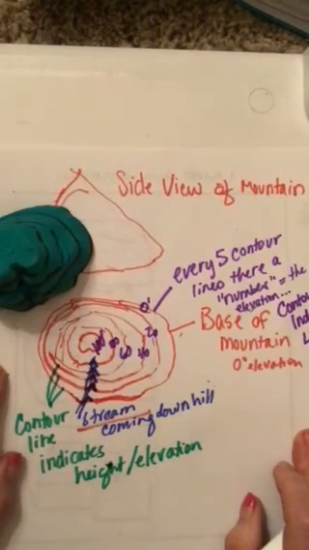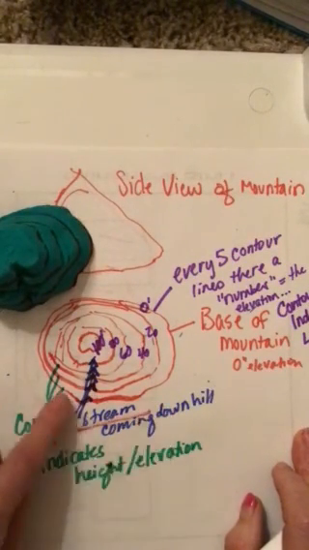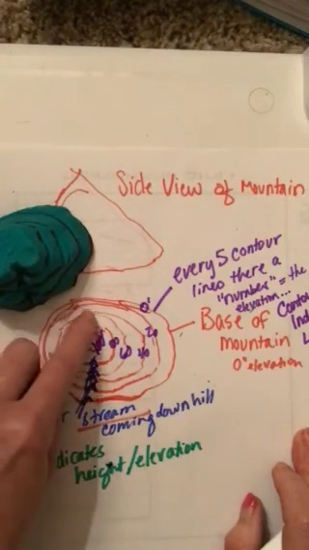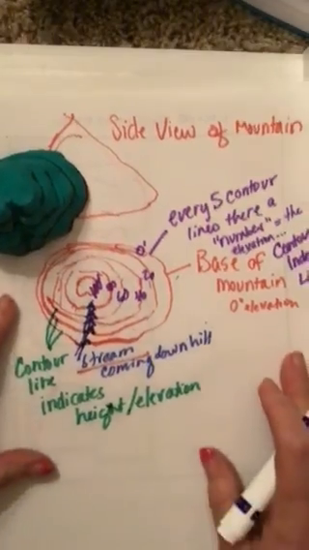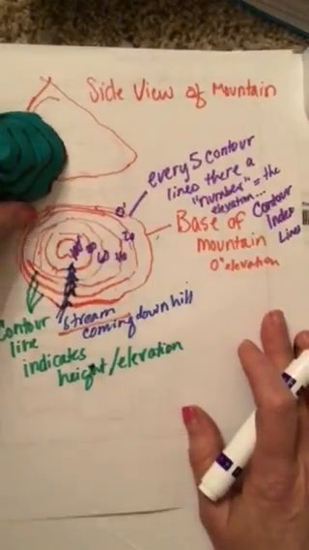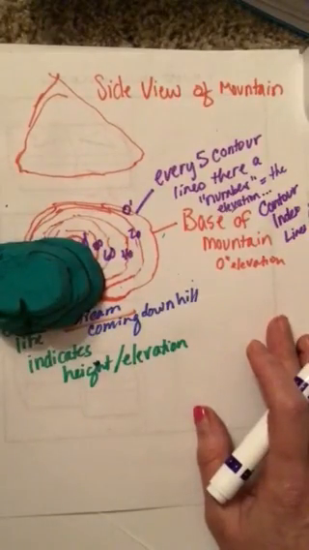Now, as we can see, some lines are close, like in here, and some lines are spread far apart. So what does that tell us about this mountain? I lost the peak. There it is. Oops, now I'm losing more.